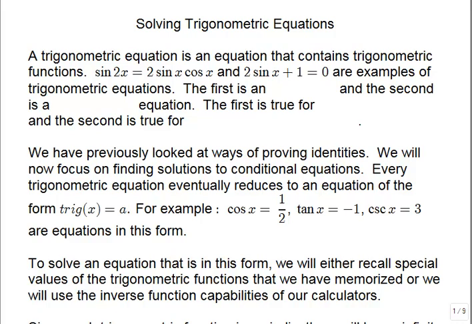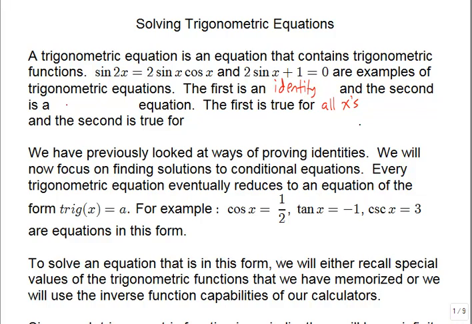A trigonometric equation is an equation that contains trigonometric functions. Sine 2x equals 2 sine x cosine x, or 2 sine x plus 1 equals 0, are examples of trig equations. Now the first one, hopefully you notice, is that double angle identity. So this is an identity, and it would be true for all x's. So no matter what x you plug in, the left side will always equal the right side.